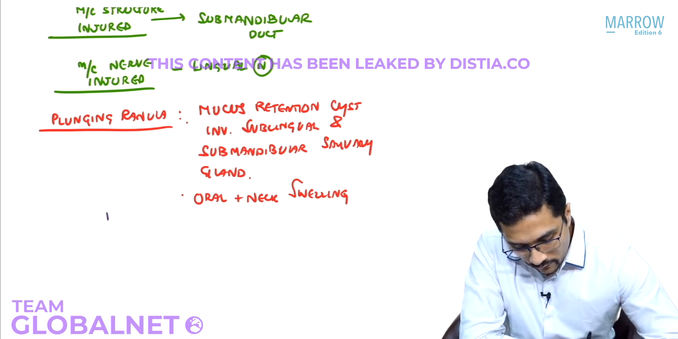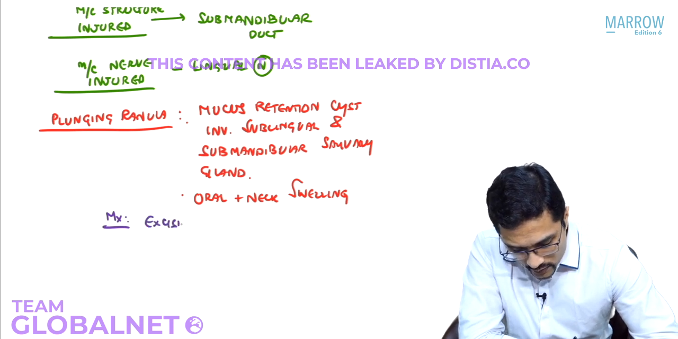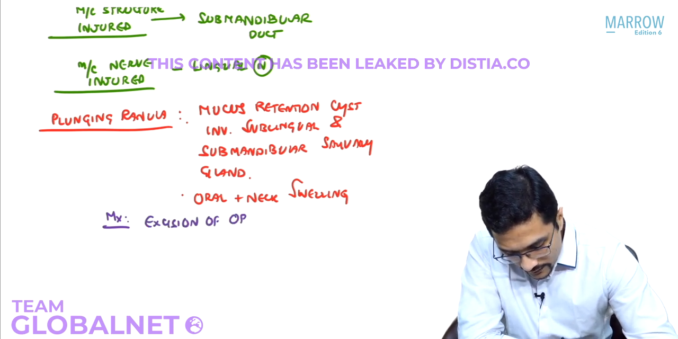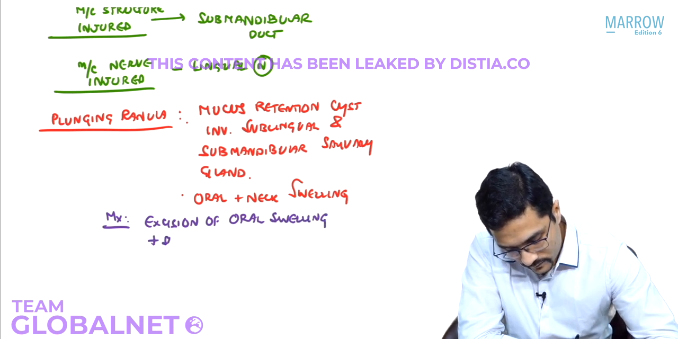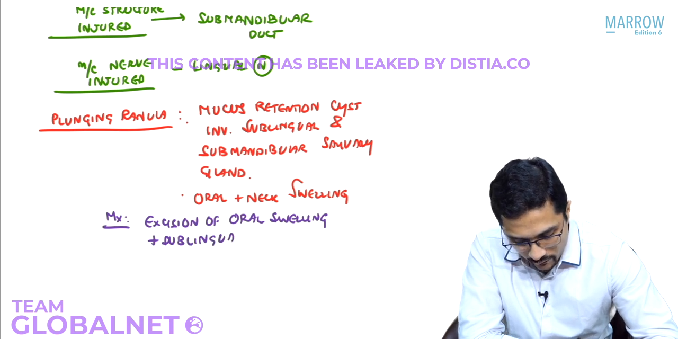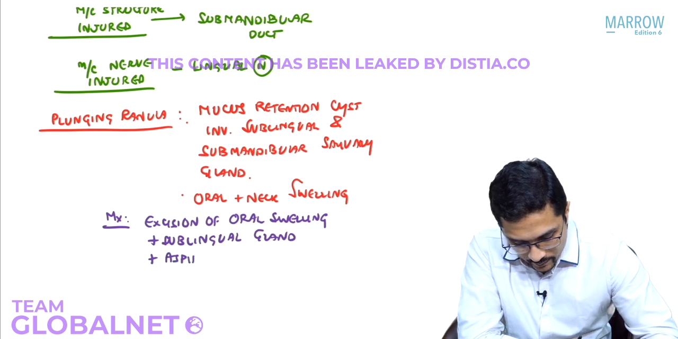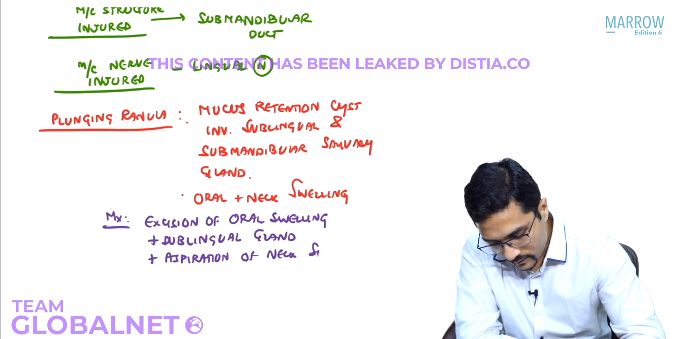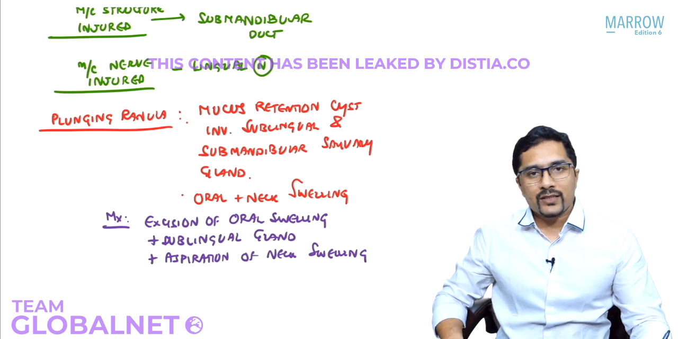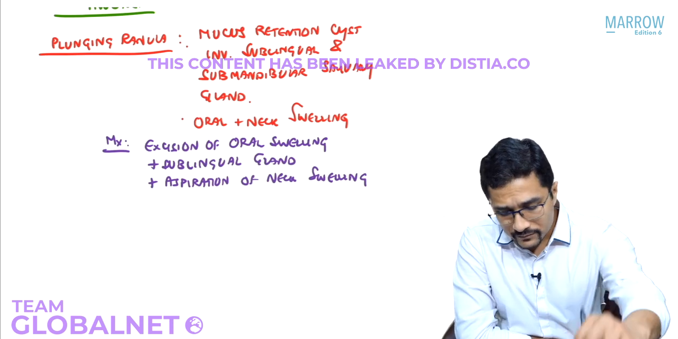The management of a plunging ranula is excision of the oral swelling, plus sublingual gland, like we were doing for a ranula, plus aspiration of the neck swelling. So that is the management of a plunging ranula. You should know about that as well.